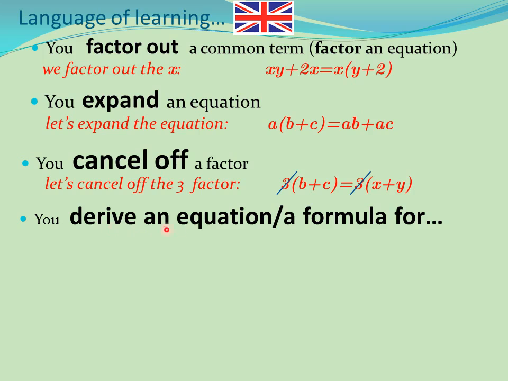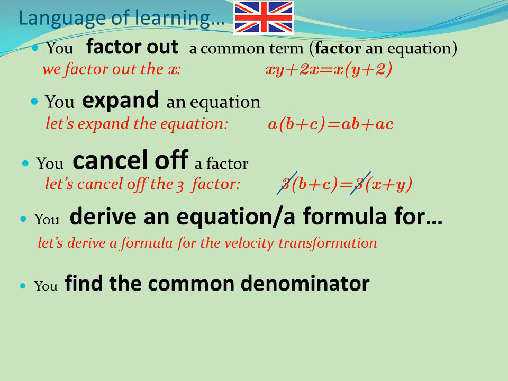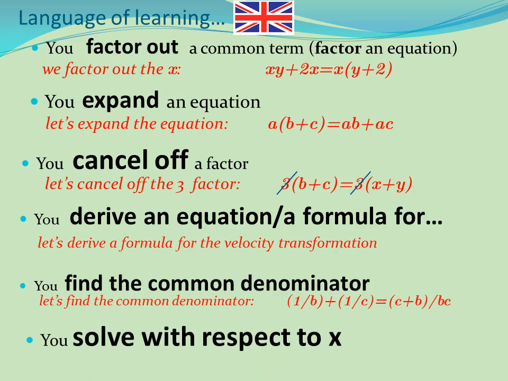You derive an equation, a formula for something. Let's derive a formula for the velocity transformation. You find the common denominator. Let's find the common denominator: 1 over b plus 1 over c equals c plus b over bc. And of course you solve with respect to x.